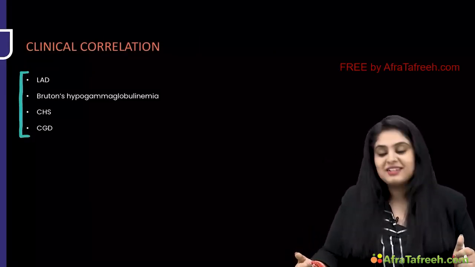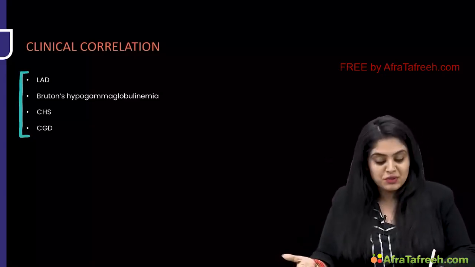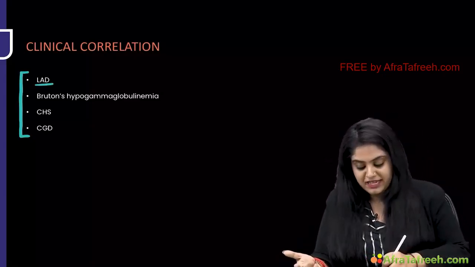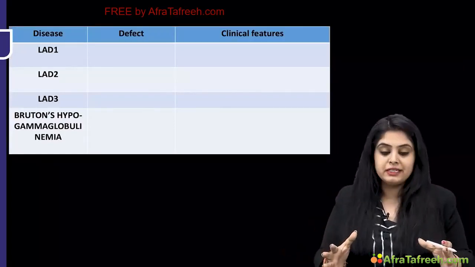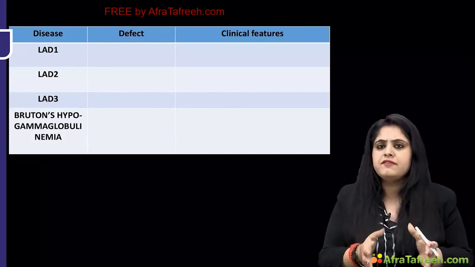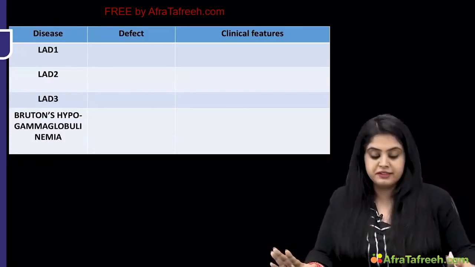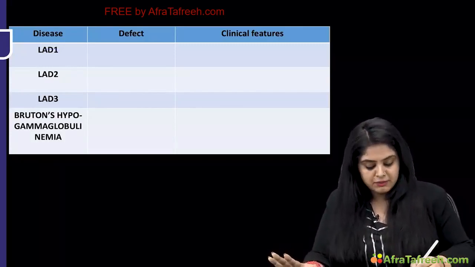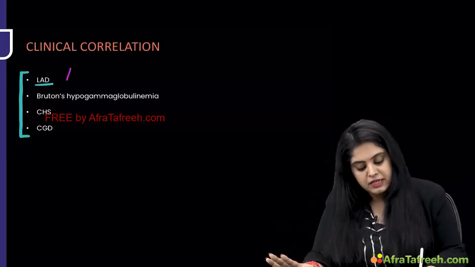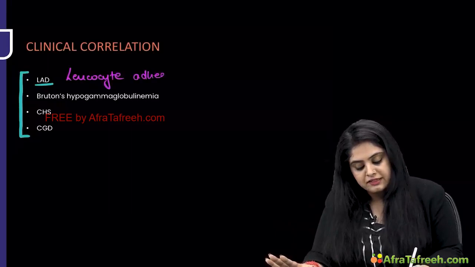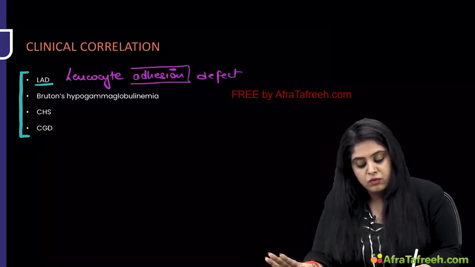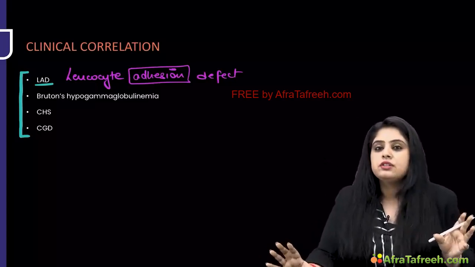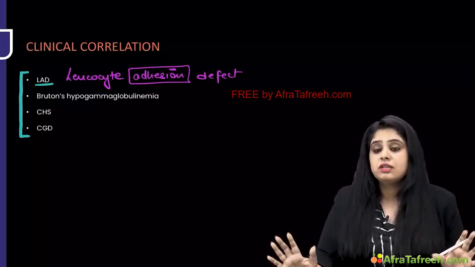Okay, so on that note, leukocyte adhesion defect is what you're going to call the first one. When we say LAD, we have 3 types. So I've tried to make a table. We have to make it concise. Know the defect, know the clinical feature, that's it. LAD stands for leukocyte adhesion defect. You'll say, okay ma'am, the rolling adhesion, selectin, integrin story, I'm coming to that.